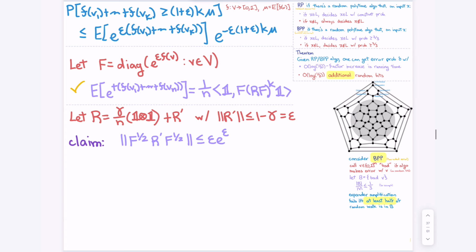Okay. Yeah, this one's going to be more analytical than the last one, which was cute. All right. So the first thing we're going to do is just like before. I'm going to split the random walk into, rip out sort of the spectral gap along the stationary distribution, plus this small matrix that naturally shrinks. Right, small spectral radius: vector goes in, a smaller vector goes out. So that initial setup is the same. But you can already see it's starting to get uglier. We're claiming first that f to the 1/2 r prime f to the 1/2 is at most epsilon e to the epsilon.